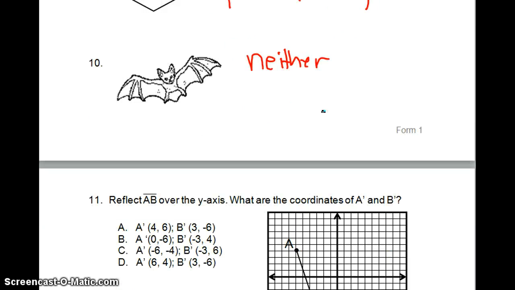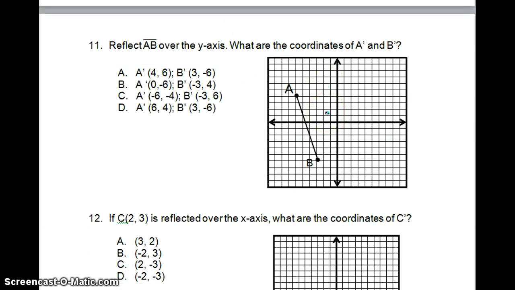Number 11. Reflect line segment AB over the y-axis. What are the coordinates of A prime, B prime? Okay, so we're going over the y-axis. And you could do that just knowing what the numbers are, but let's do it visually first. If B is 3 spaces to the left of the y-axis, and we're going to reflect it over the y-axis, we just need to go the same distance to the right. 1, 2, 3, so B prime is right there.